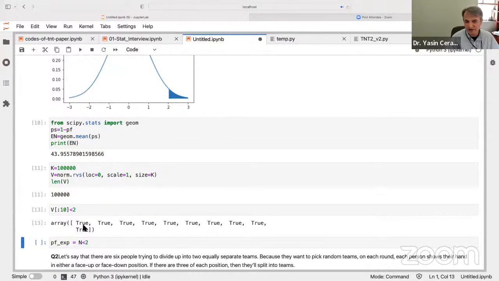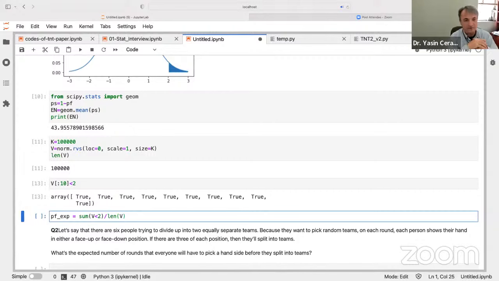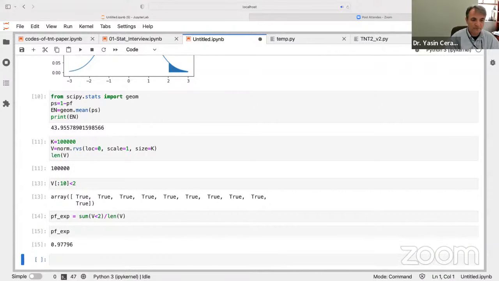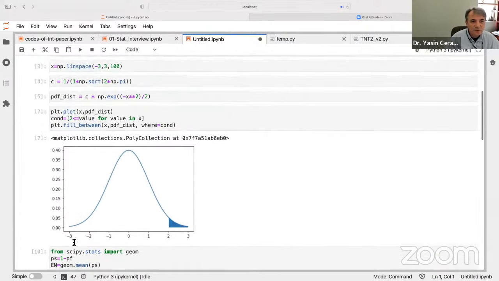Okay, so I'm going to sum these up. This is going to give me the total number of samples which are less than 2. I'm going to divide this by the length of my random number pool, right? So this is the experimental probability of failure. Okay, very good. I got this. Oh, by the way, let me check what I did. 0.97.